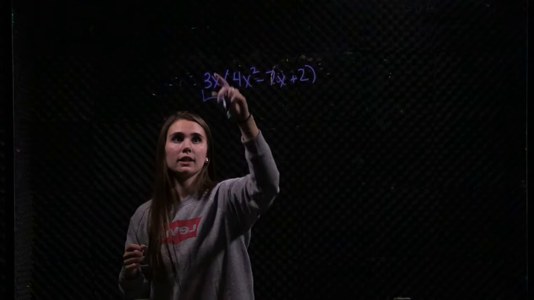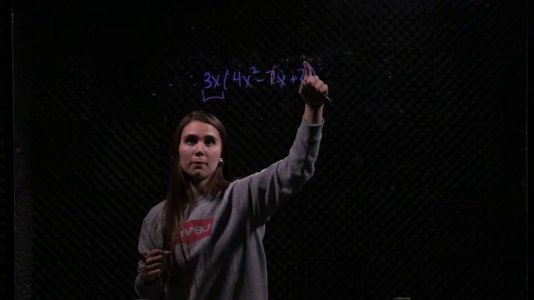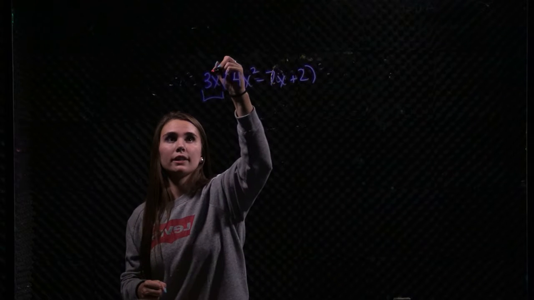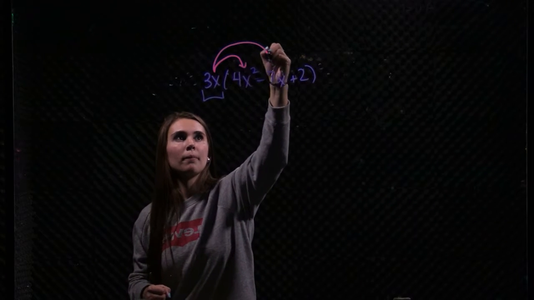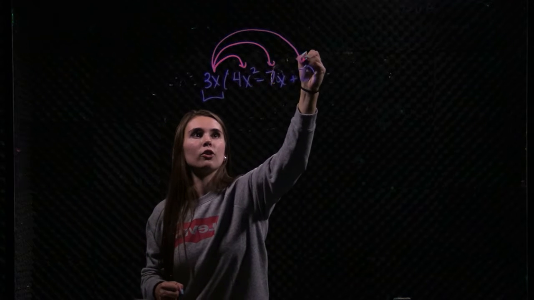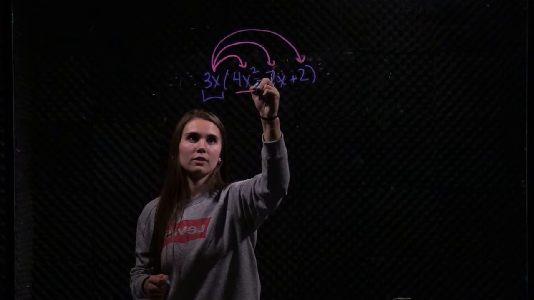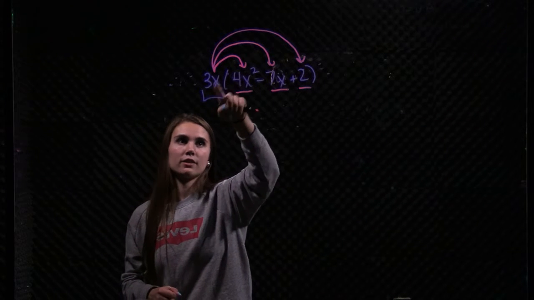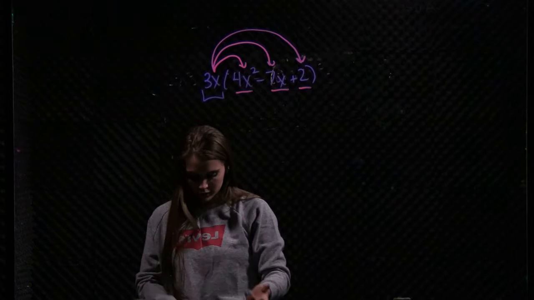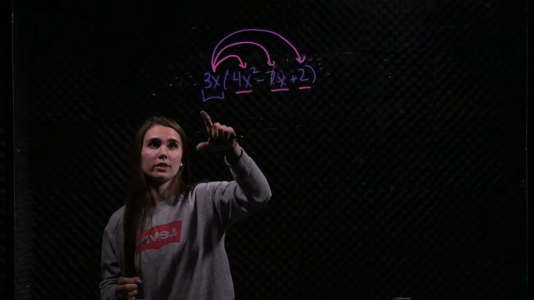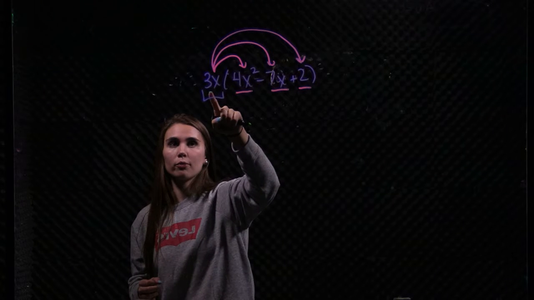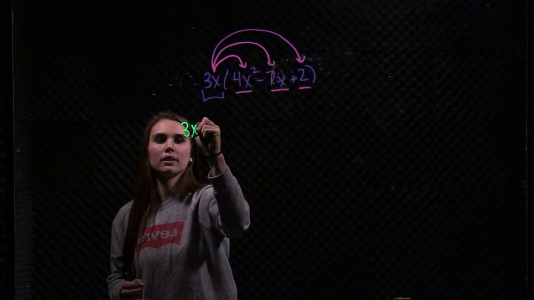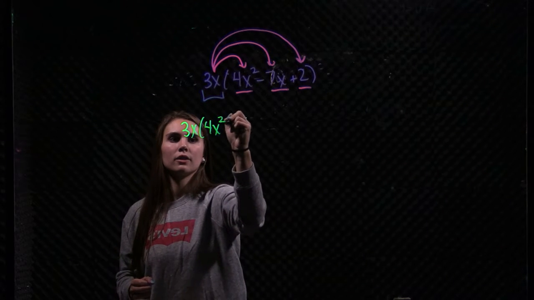We want to multiply 3x times this whole thing as one unit. So what I'm going to do is I'm going to need to distribute this 3x to every term inside the polynomial. Because we remember that this is one term, this is one term, and this is one term. So I want to make sure that this 3x gets distributed to each part. So when I do that, I'm just going to take it one step at a time. So I have 3x times 4x squared.